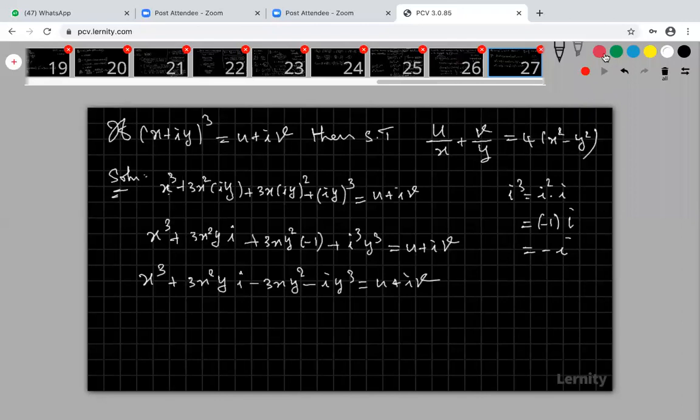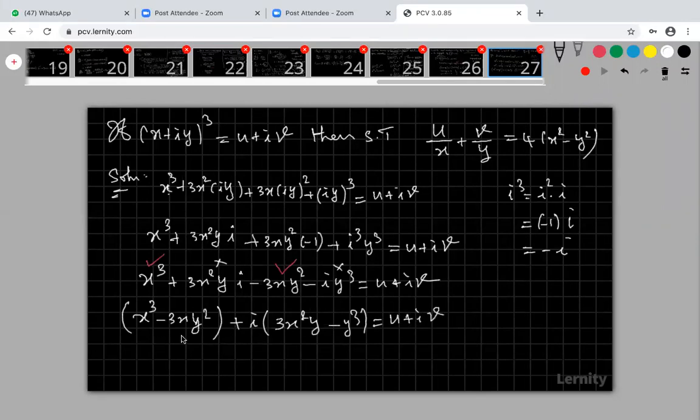So what are my real parts? In this term there is no i, in this term also there is no i. So these two are my real parts. Therefore x cube minus 3xy square, plus i into, what about the i terms? In these two terms I have some i, so I take i outside. So I will get 3x square y minus y cube equal to u plus iv.